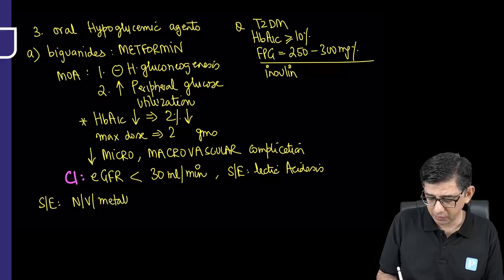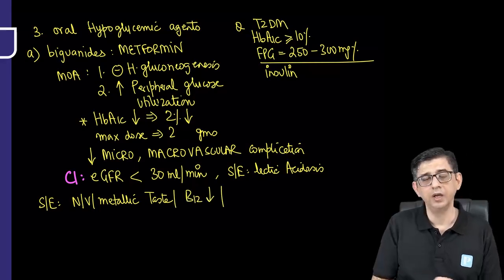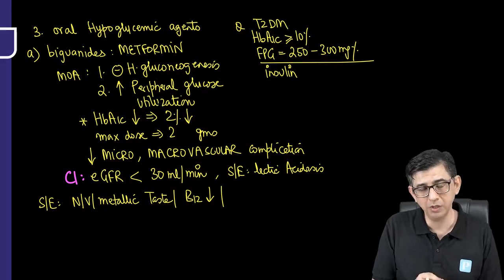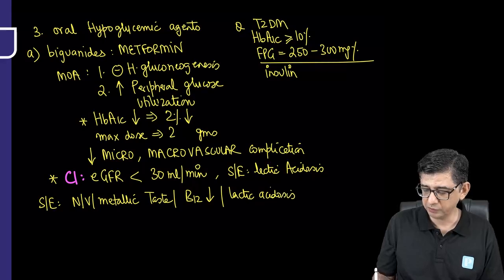So till this point, it is still tolerable, or you can convince the patient. But other features that can be asked can be B12 deficiency, more pronounced in vegetarian patients. And not to forget the side effect of lactic acidosis. As I explained, this would only be seen if the estimated GFR is low.